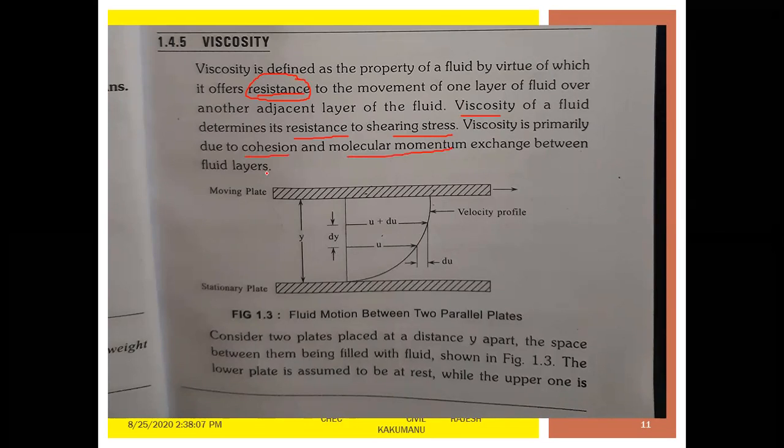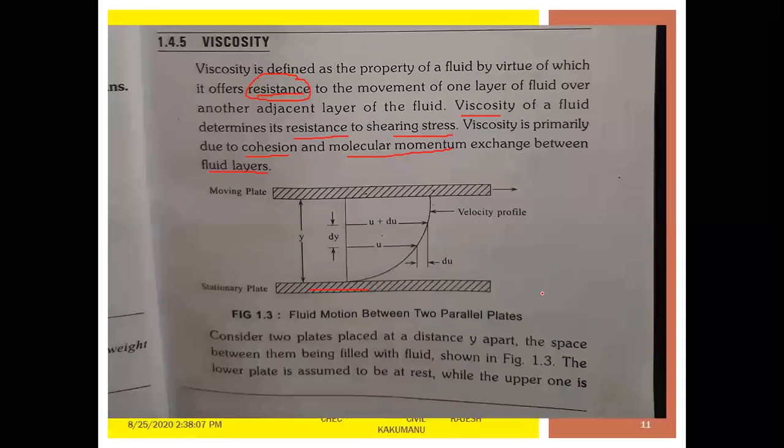Whenever the cohesion takes place between one fluid layer and another fluid layer, whenever the rubbing action takes place, and the molecular momentum of the molecules takes place, at that point we are calling them the viscous nature of the fluid. Now see, this is one plate, this is one fluid plate, this is other fluid plate.